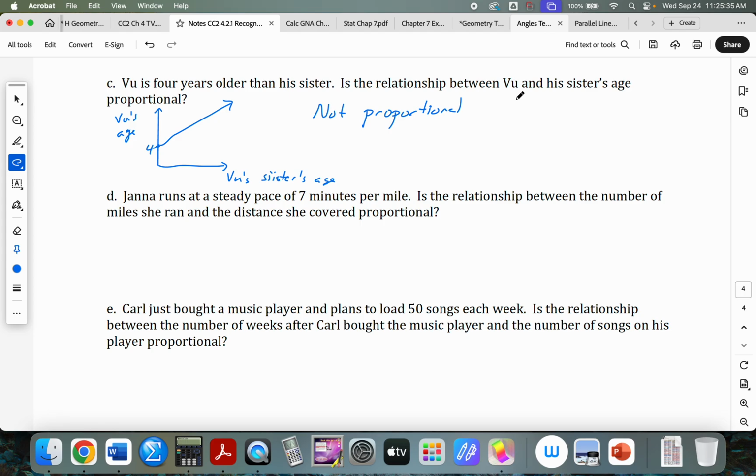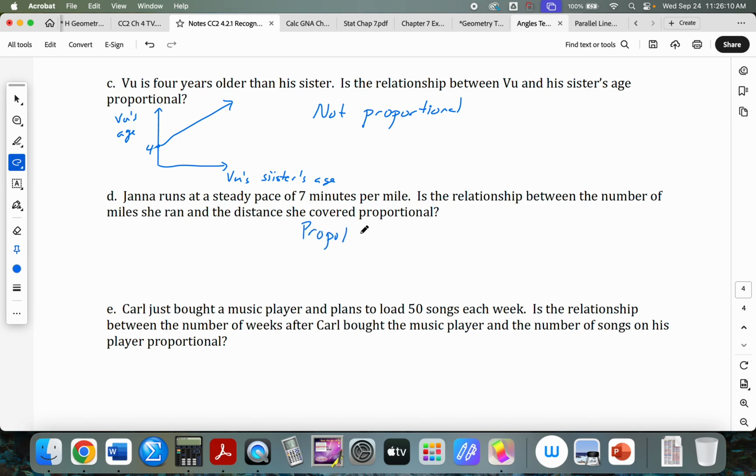Okay. All right. Let's look at this one. And this one I'm going to do a show of hands. Jana runs at a steady pace of 7 minutes per mile. Is the relationship between the number of miles she ran and the distance she covered proportional? How many of you think proportional? How many of you think not proportional? Quentin didn't think, so we get to try again. Everyone, one more time. How many think it's proportional? And not proportional? What? Jill thinks it's not proportional? It is proportional.